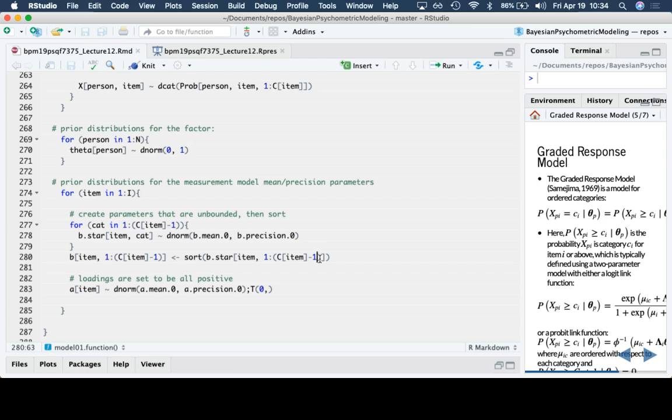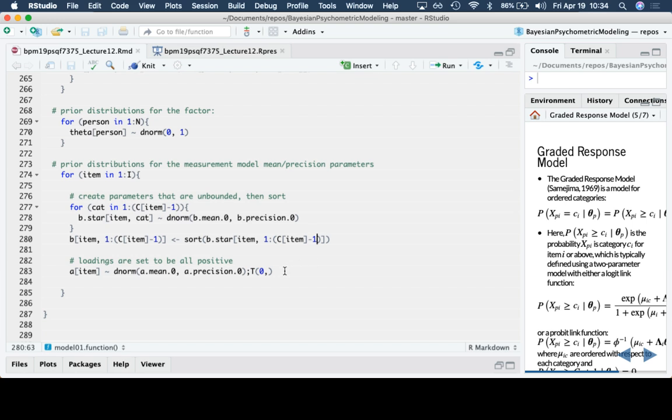Yes, I think I used the T function. Yes, I tried the T function. So here's the other part. If you're using WinBUGS, I tried the T function with it, with the limits for B, and it didn't like that.